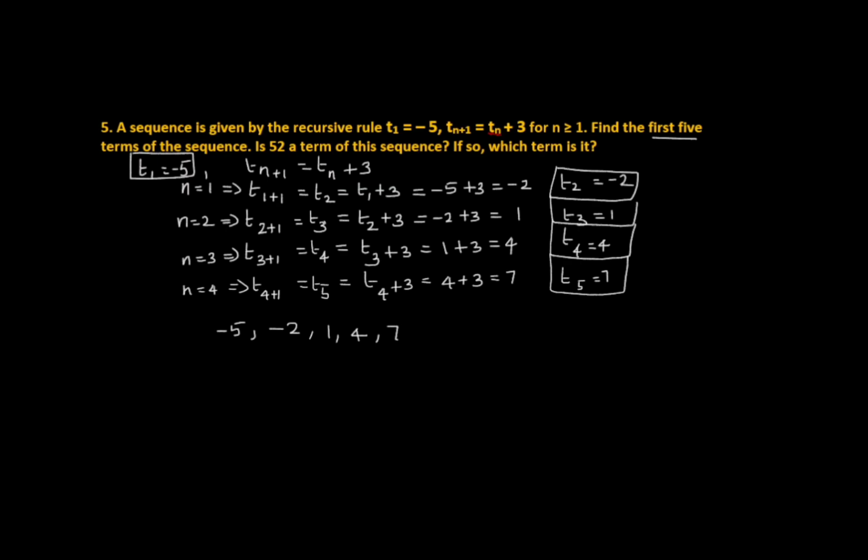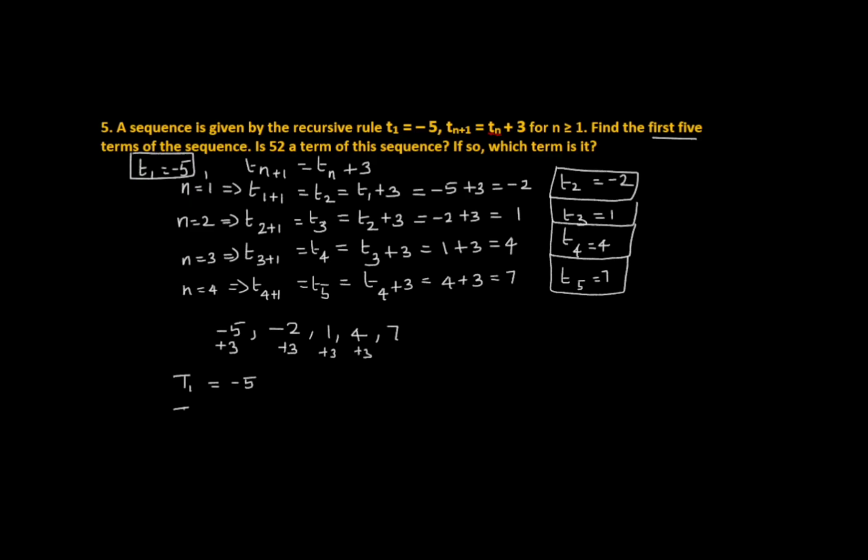How we got this? We are adding plus 3 to the first number, we are getting the second number. Second number plus 3, third number. Third number plus 3, fourth number. Fourth number plus 3, fifth number. Fifth number plus 3, sixth number. That is T1, the first number, is minus 5.